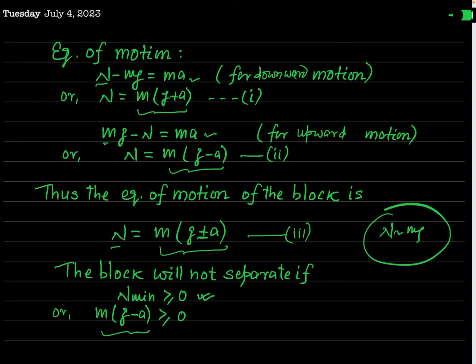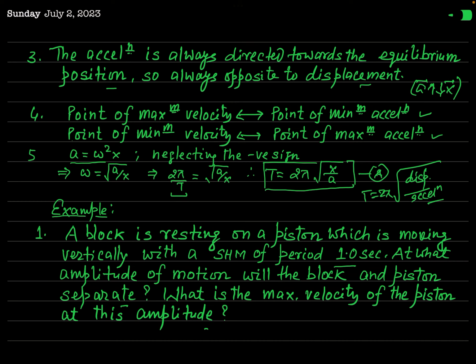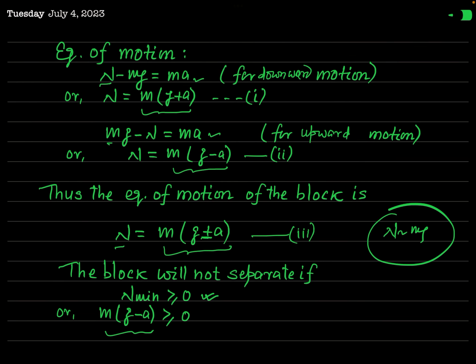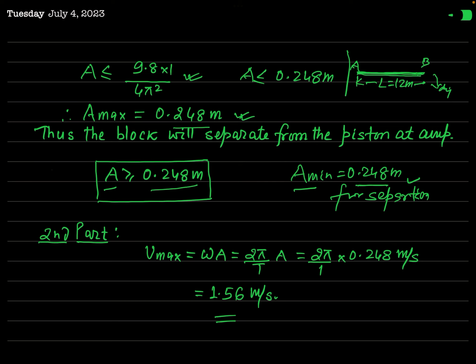Now in the second part of the problem, you have been asked what is the velocity of the block when it has just separated. What is the maximum velocity of the piston at this amplitude? Actually, the velocity of the piston will be equal to the velocity of the block, because the block is in contact with the piston. So when the block just separates, the velocity of the piston and the velocity of the block will be equal.